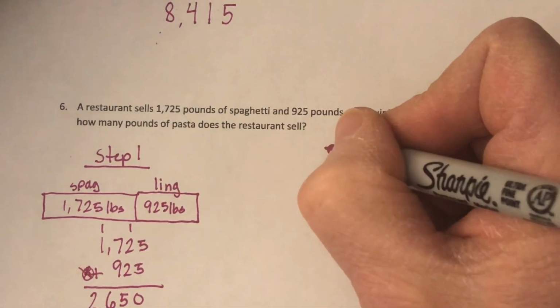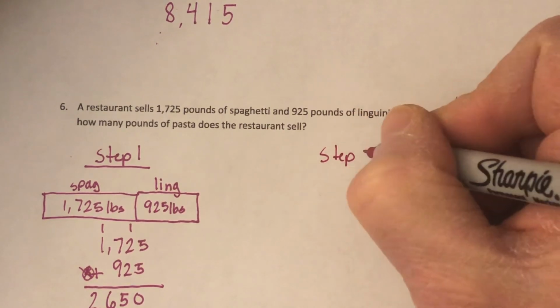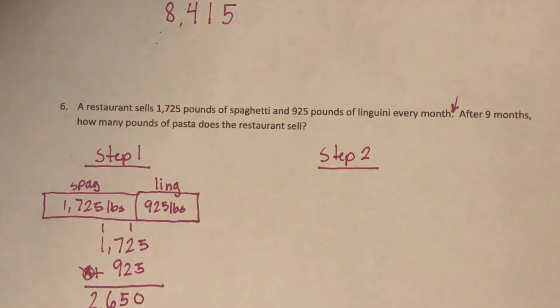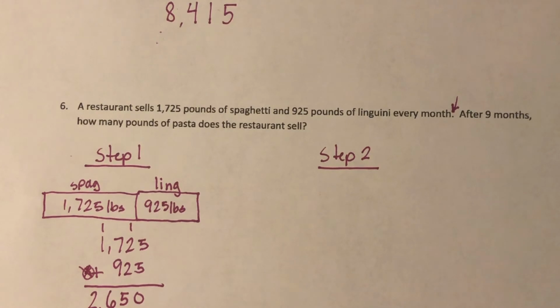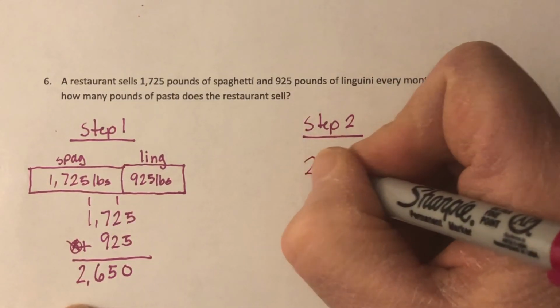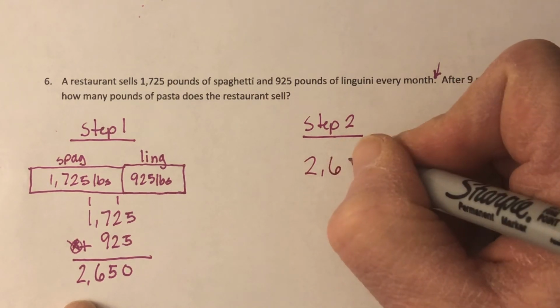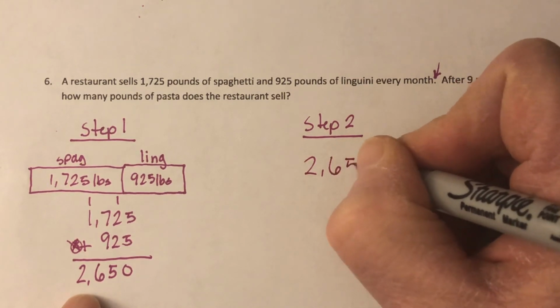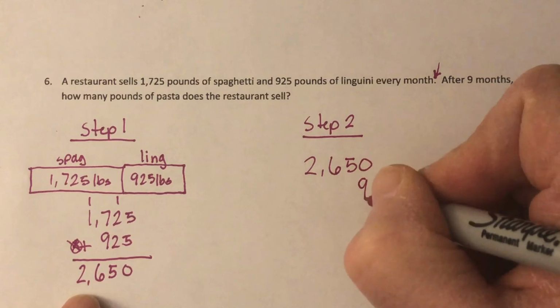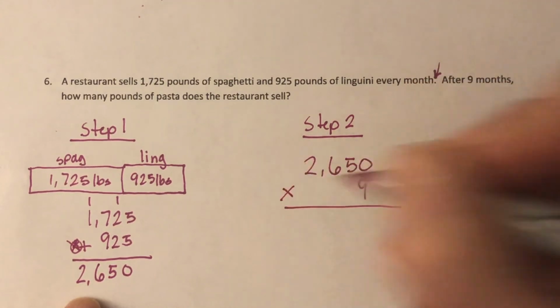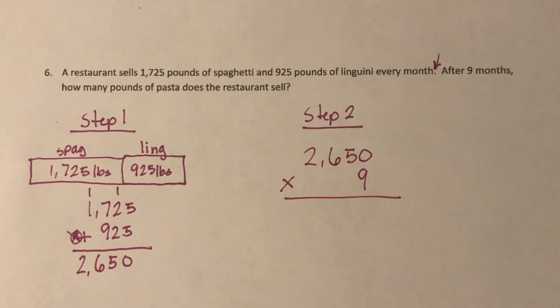So step 2, all right, is now I need to take this amount. That's the total amount of pasta in 1 month. So I want to know how many in 9 months. So I have to have 9 groups of this. So I'm going to take this, and I could show this in a tape diagram, but for time's sake, I'm not. 2,650 times 9. All right, and use my standard algorithm to figure this out.